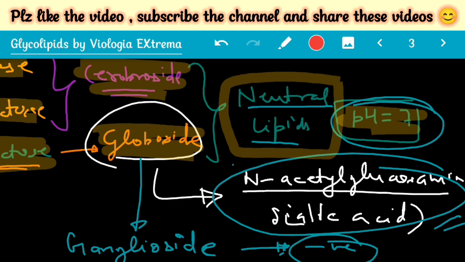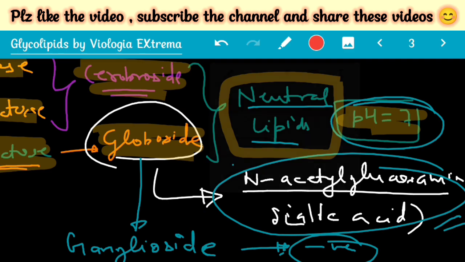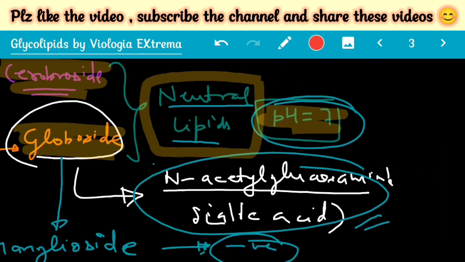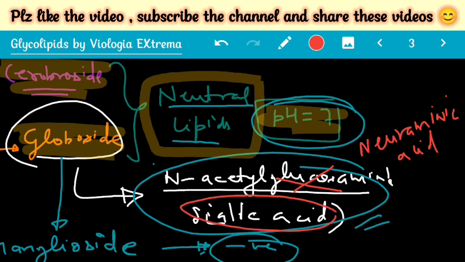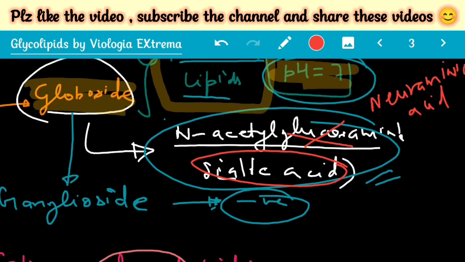But what happens if we take a globoside and we add an N-acetyl neuraminic acid? Here it is mentioned wrong. It's not N-acetyl glucosamine, it's N-acetyl neuraminic acid. I am editing it here, that instead of glucosamine it's neuraminic acid. And this N-acetyl neuraminic acid is a type of sialic acid. So if we add a sialic acid to this globoside, then we get a ganglioside.